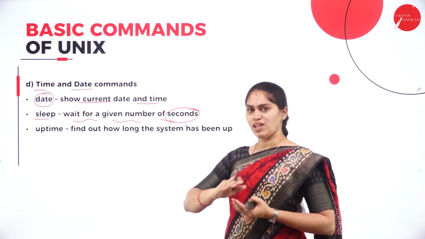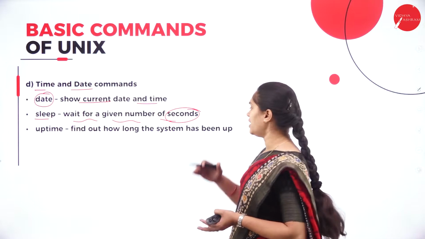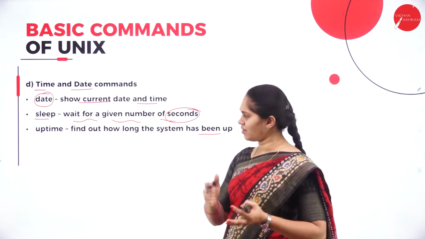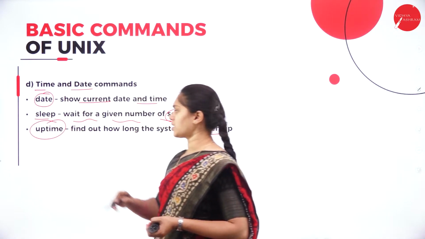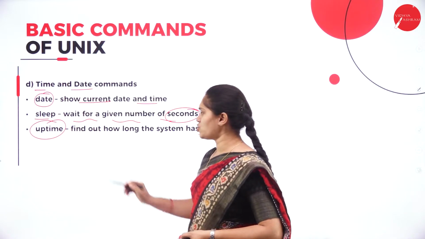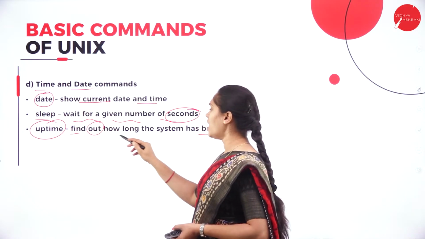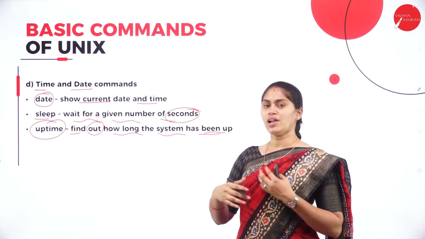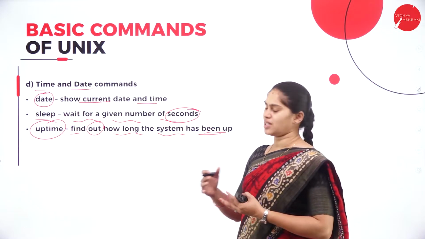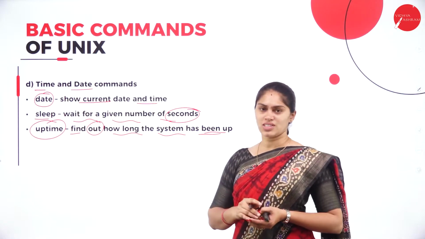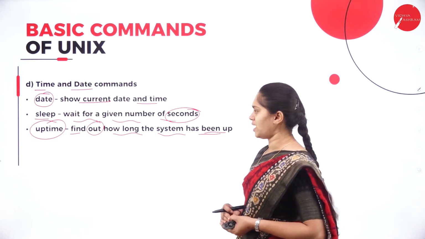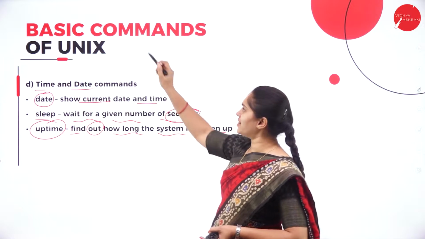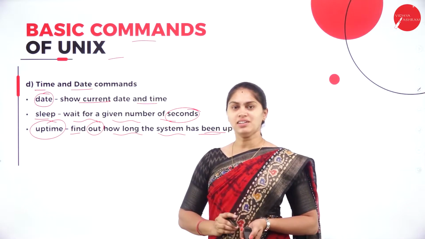Then, if I want to check how long the system has been up, we have to use a command called uptime. This is going to find out how long the system has been up, that is, for what time we have been using the system. We are going to check it with the help of the uptime command. Okay, fine. These are all the basic commands which we have in Unix.